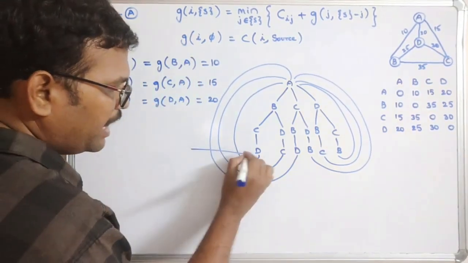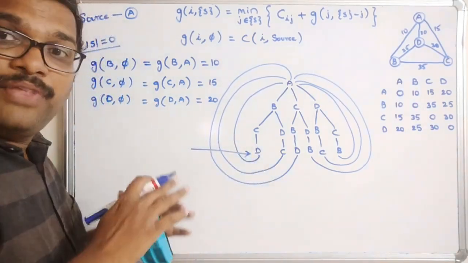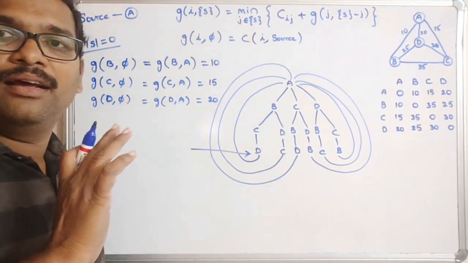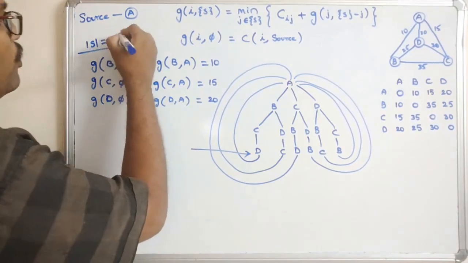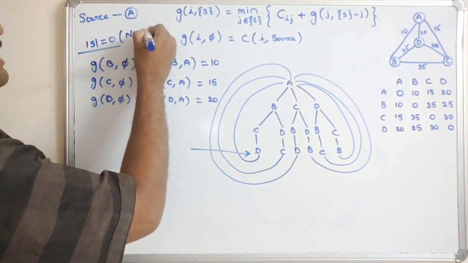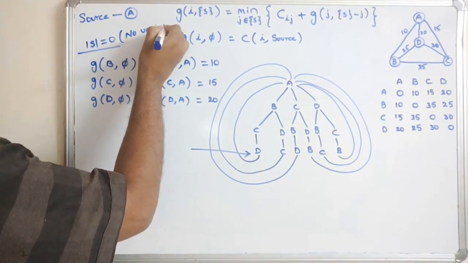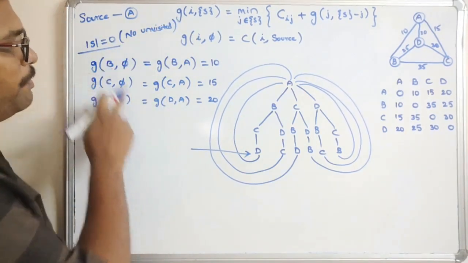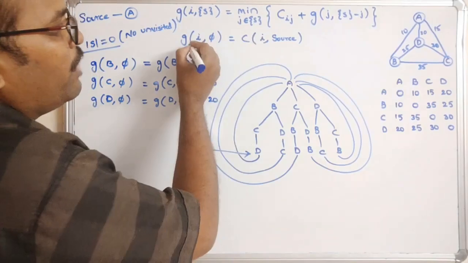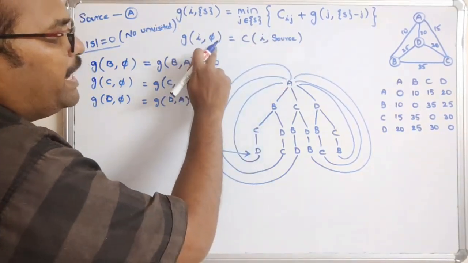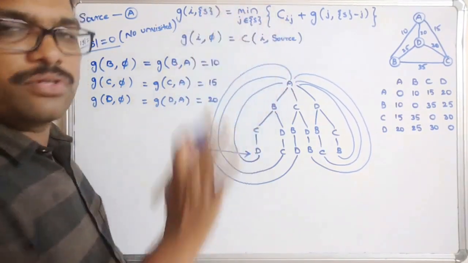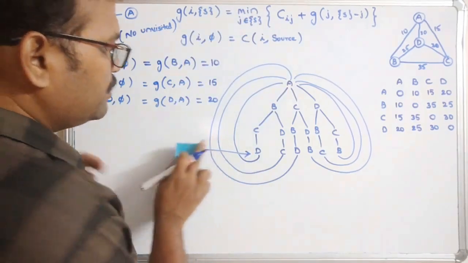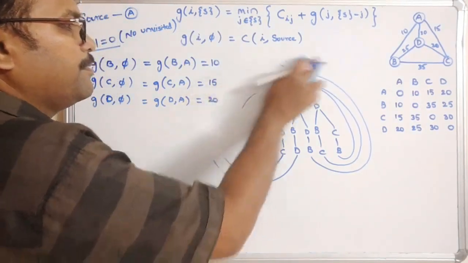And that means at this position, if there are no unvisited vertices, if the set is 0, no unvisited vertices, obviously the edge should be towards the source. So that's why we have written this formula, I comma pi, then I comma source. Right? So hope you understood this one.